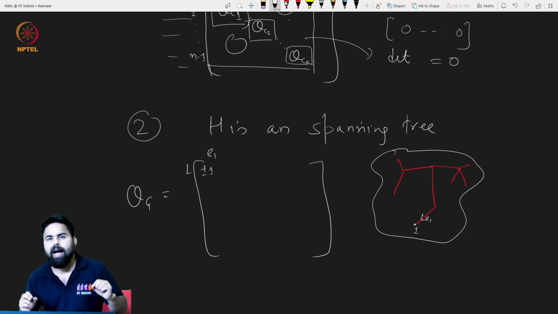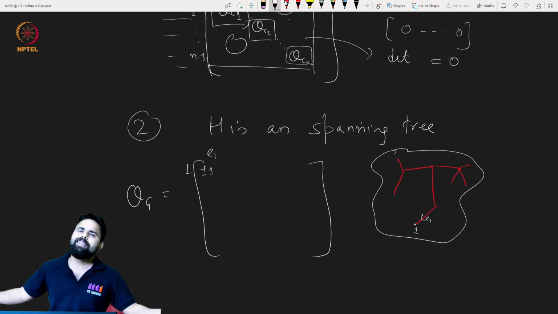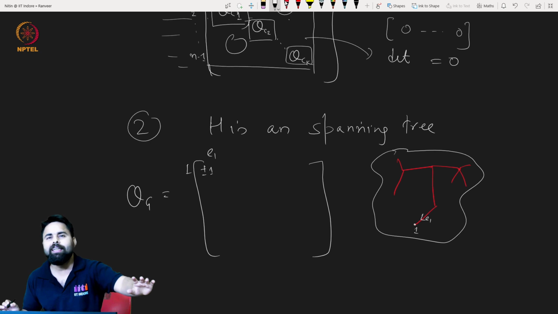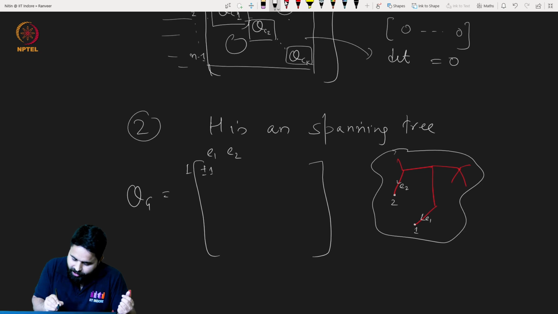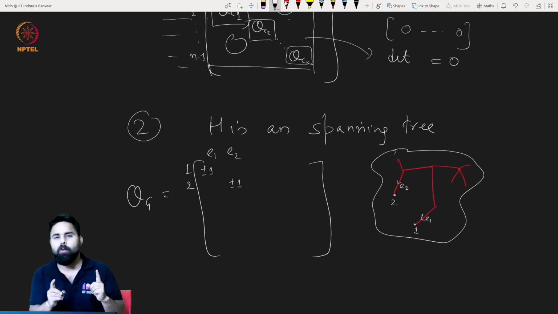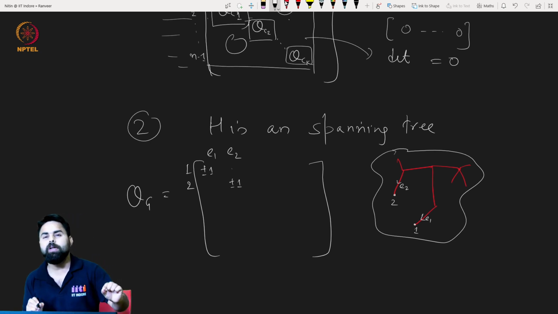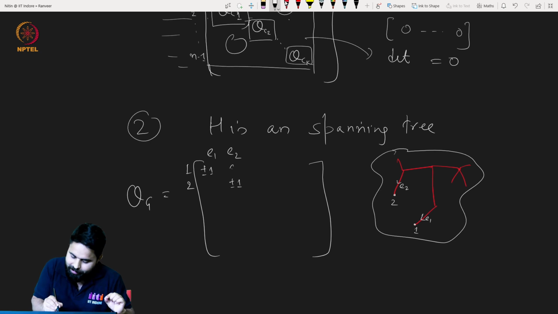Now I will ignore this edge, this vertex 1 and E1. You assume that these two are not here. The resulting graph is still a tree. Again you will get a pendant vertex. Suppose that another pendant vertex is this 2, and the corresponding edge I will call E2. Depending upon the direction of the edge, the entry on 2 will be +1 or -1. What about this entry? This will be 100% 0, because E2 cannot fall on 1. So this will be 0.